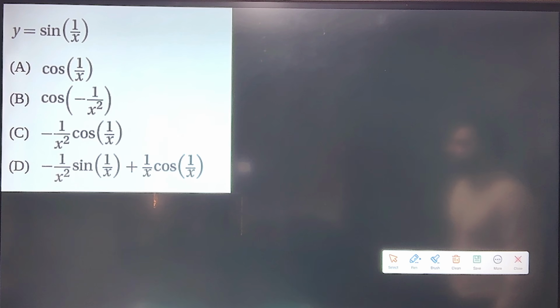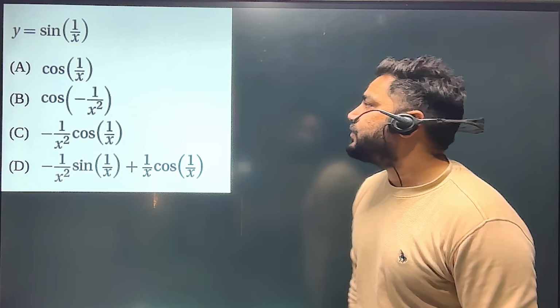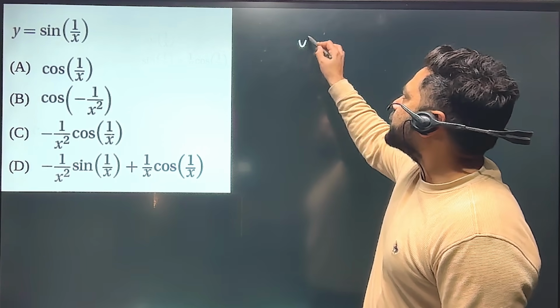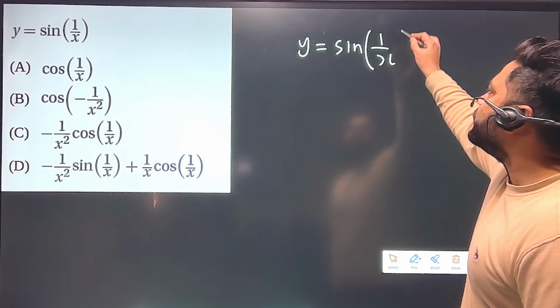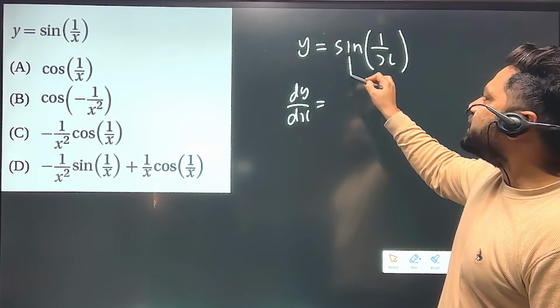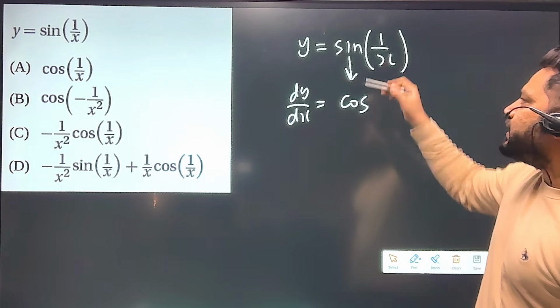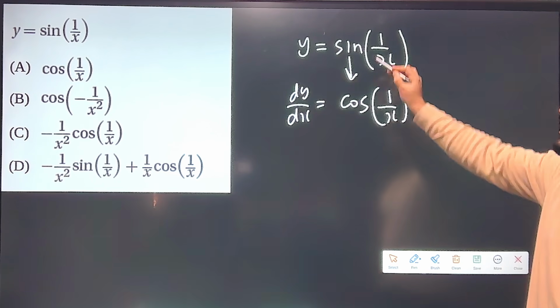So we have sine and 1 by x. First of all we will do the derivative of the sine part, and then we will do the derivative of the 1 by x part. The question is y is equal to sine 1 by x. So first of all, dy by dx: the derivative of sine is cos. We all know the angle will remain the same. This is the derivative of only the sine part.